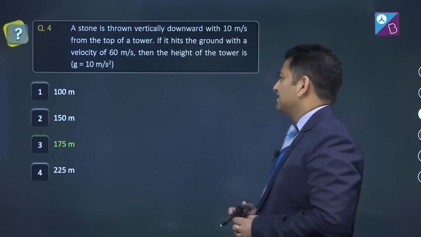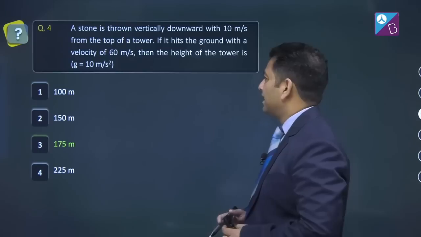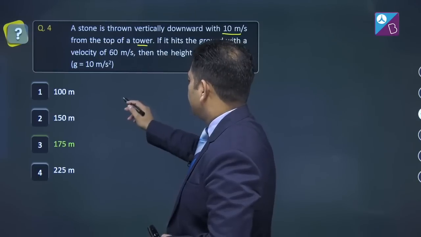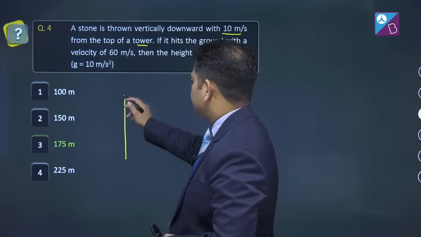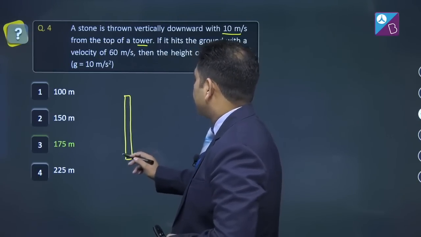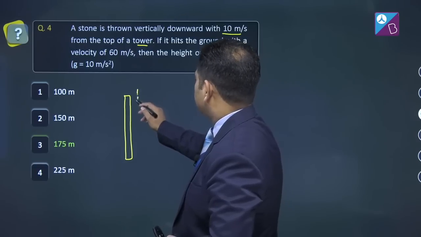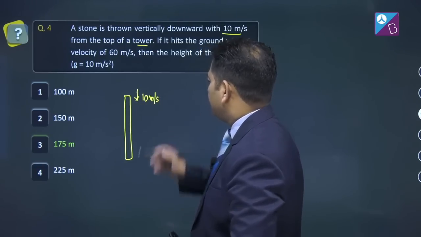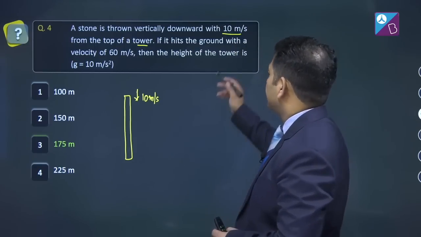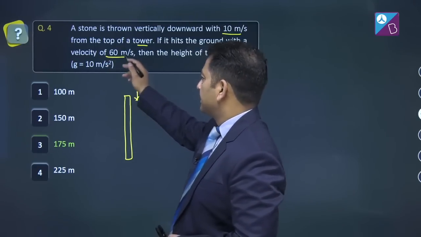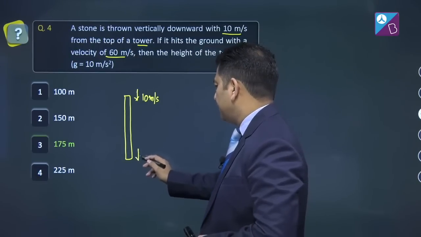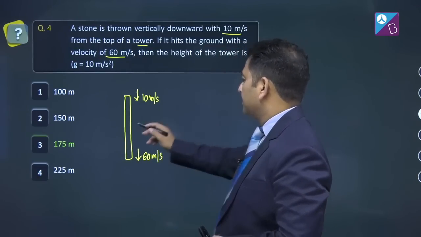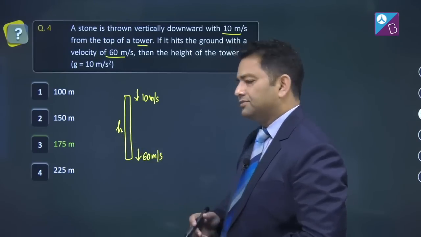देखिए, it says a stone is thrown vertically downward with 10 meter per second from the top of the tower. So let me make a tower, all right? So here is that tower, and from this tower, a stone is thrown downward with a speed 10 meter per second. तो ये हो गई initial velocity. By the time the stone reaches the ground, the velocity at the bottom is 60 meter per second. And we got to calculate the height of the tower.